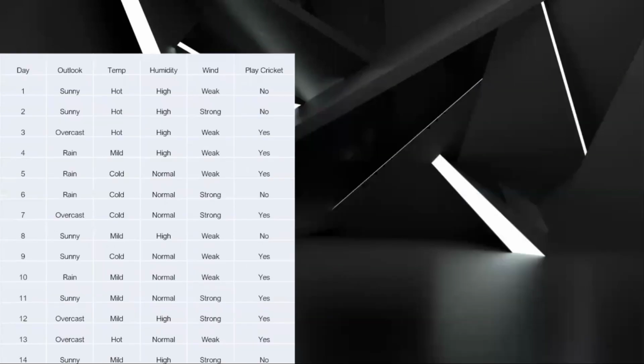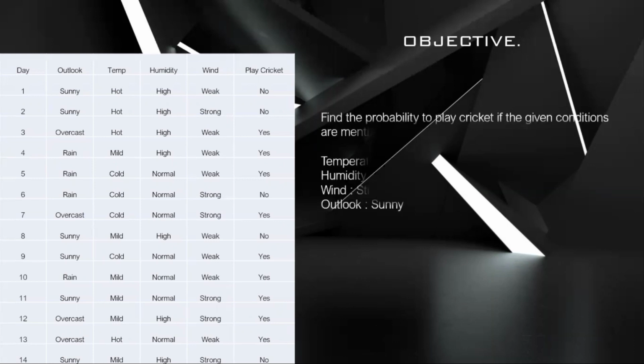Okay. So here's the question, friends. You have analyzed all the 14 days scenario of the days you can play cricket and cannot play cricket. The question here is the probability to play cricket given that the temperature is cold, humidity is high, wind is strong, and outlook is sunny. The parameter that is given in the question is not in the chart.